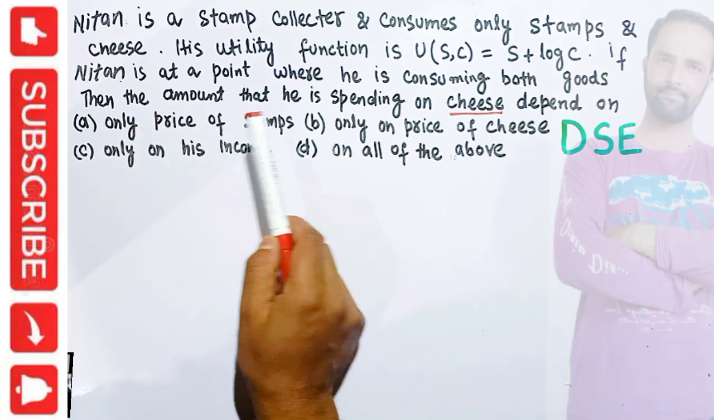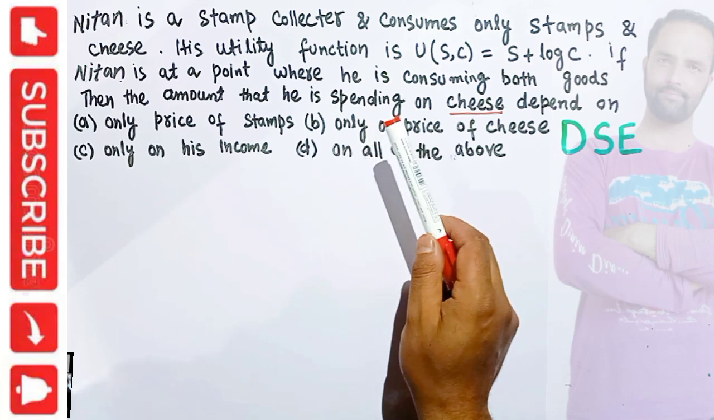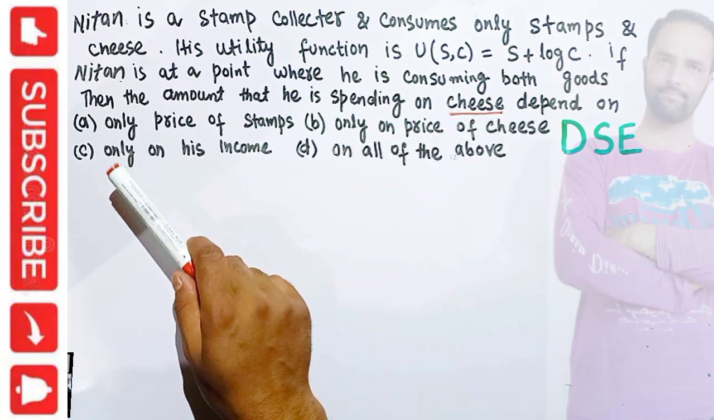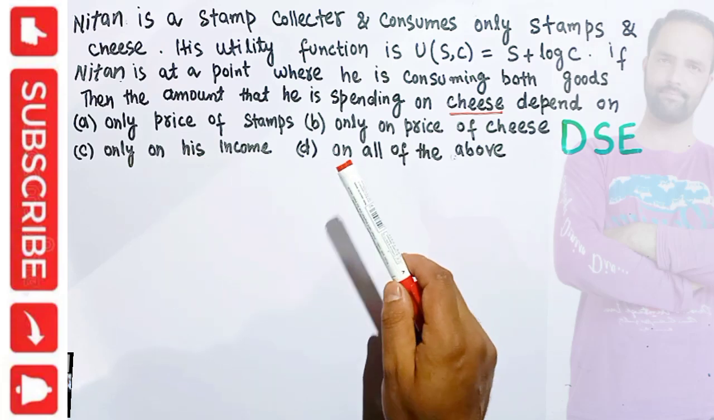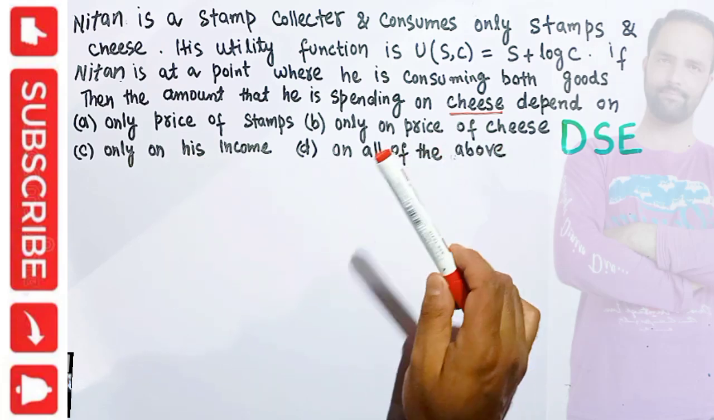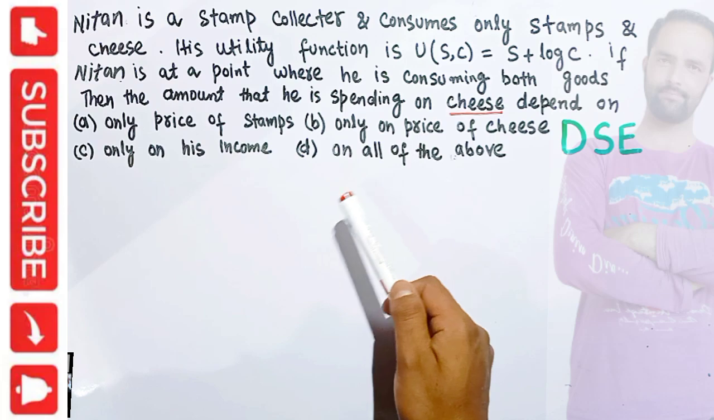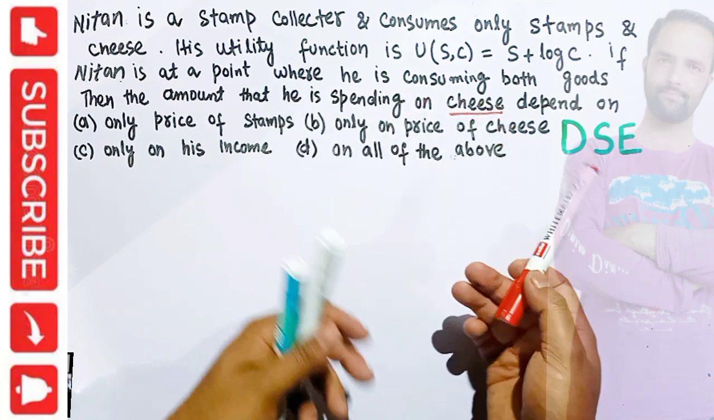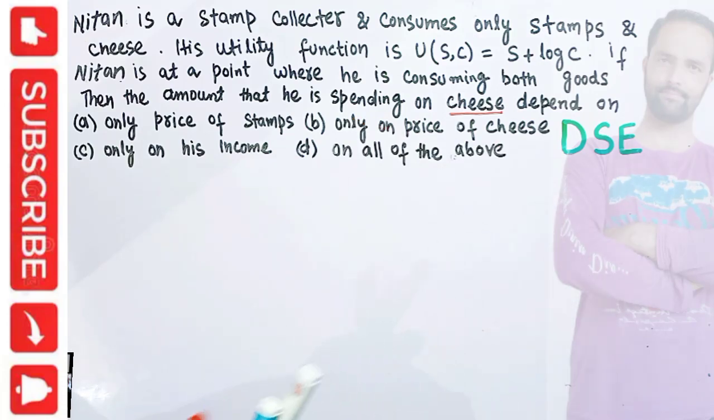the options being given to us. The first is only the price of the stamps. The second option is only the price of cheese. The third option is only his income, and option D is all of the above. Okay, we need to find out which of these four options the spending on cheese depends upon.